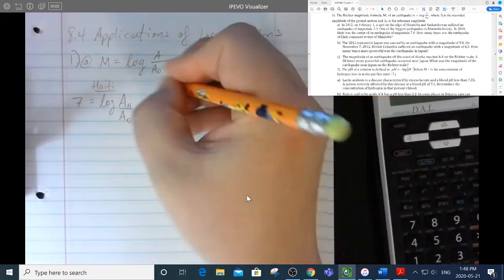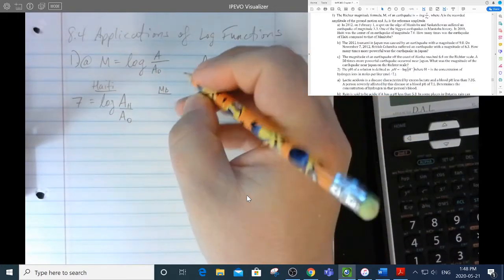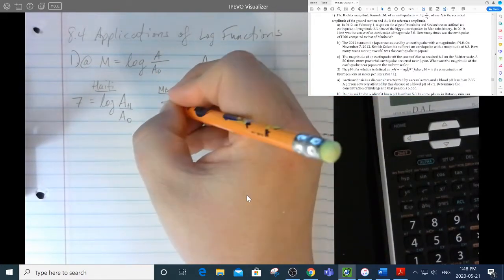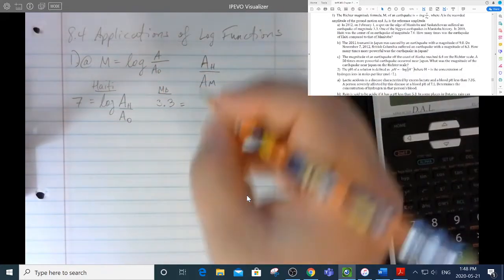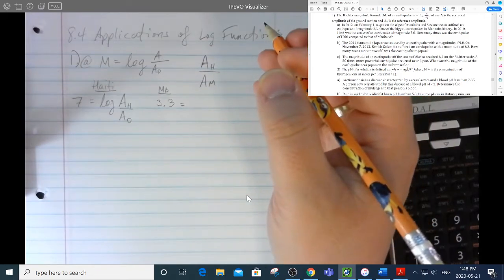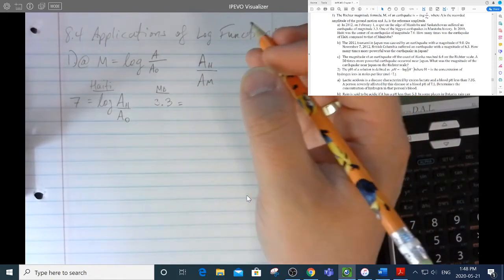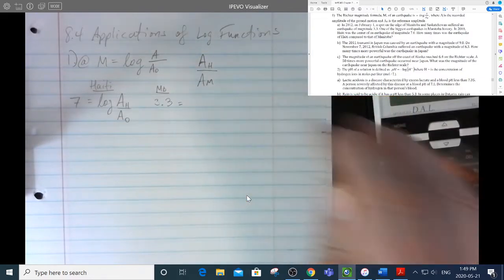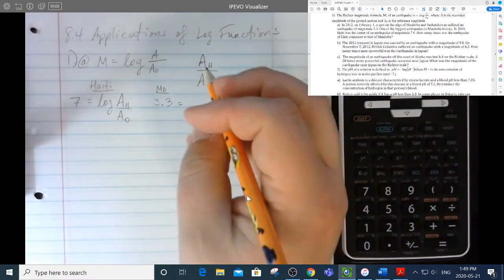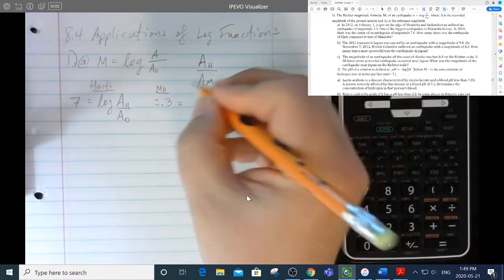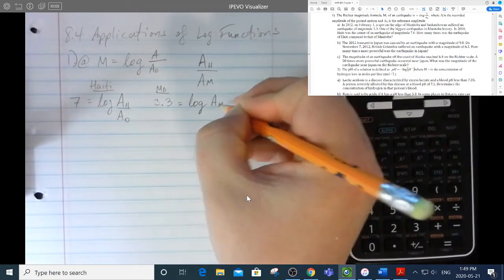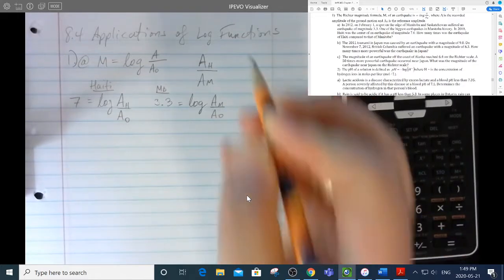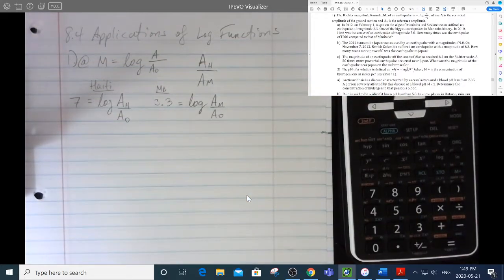And here in Manitoba, we have a 3.3. That's about the most this province has ever rocked when it comes to earthquakes, because I mean we are dead in the center of the biggest land plate in the whole world. So earthquakes don't happen too much here in Manitoba. In fact, again, 3.3 is, I think, the record. And so I'll say the amplitude of the Manitoba earthquake over the amplitude of the reference.